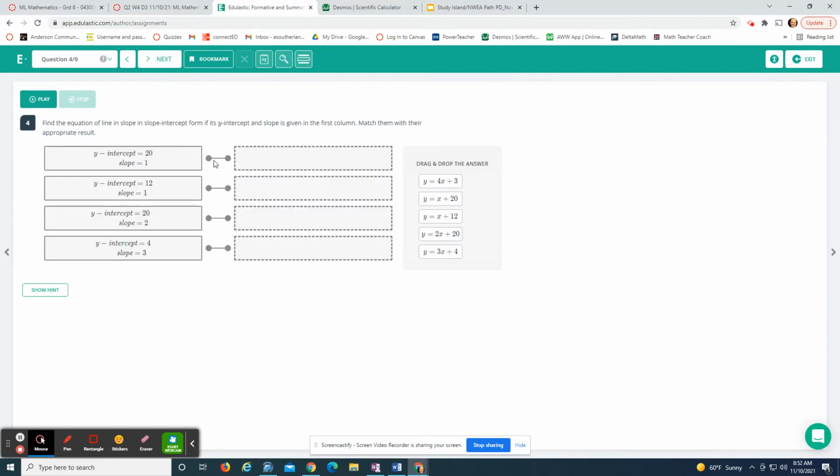You just write it in the order y equals mx plus b, where the slope is m and b is the y-intercept. So we're looking for something that is plus 20. There's 2, but this one has a slope of 1. This one has a y-intercept of 12. There's only one of those. This one has a y-intercept of 20. There's only one of those left. This one has a y-intercept of 4. This one has a y-intercept of 4.